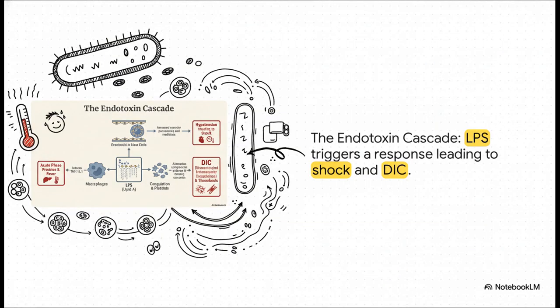Let's focus on the endotoxin cascade. The biologically active component is lipid A, a part of the lipopolysaccharide, or LPS, found in the outer membrane of all gram-negative bacteria. When these bacteria die and lyse, lipid A is released, which acts as a potent trigger for a massive systemic inflammatory response. This leads to the clinical syndrome of septic shock, characterized by fever, severe hypotension, and disseminated intravascular coagulation, or DIC.